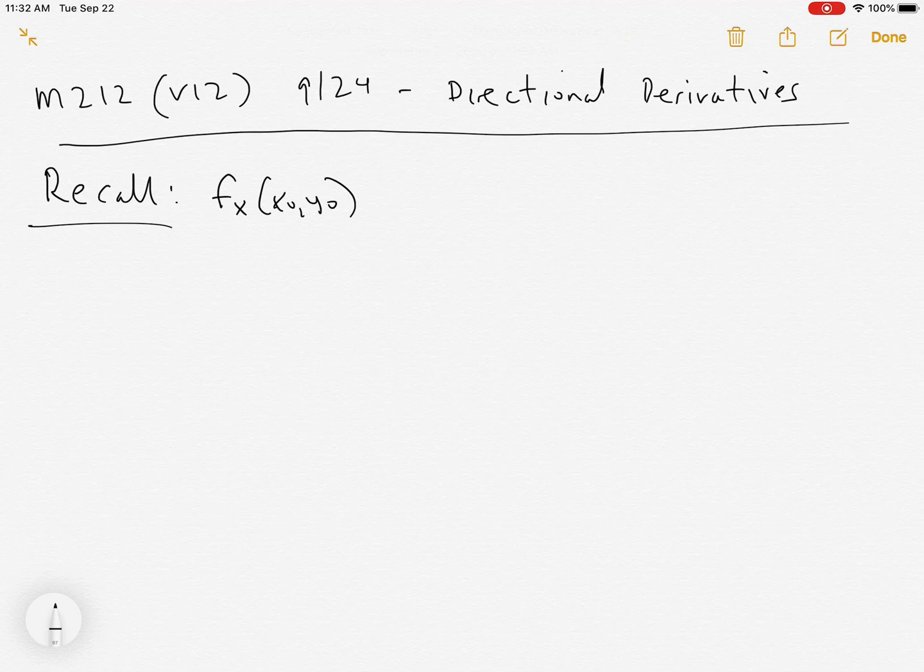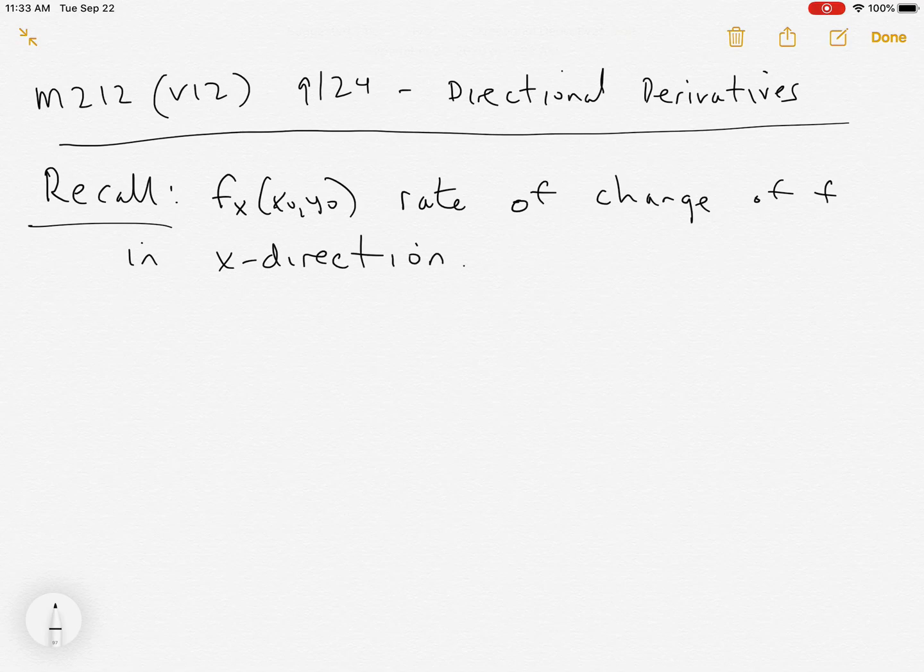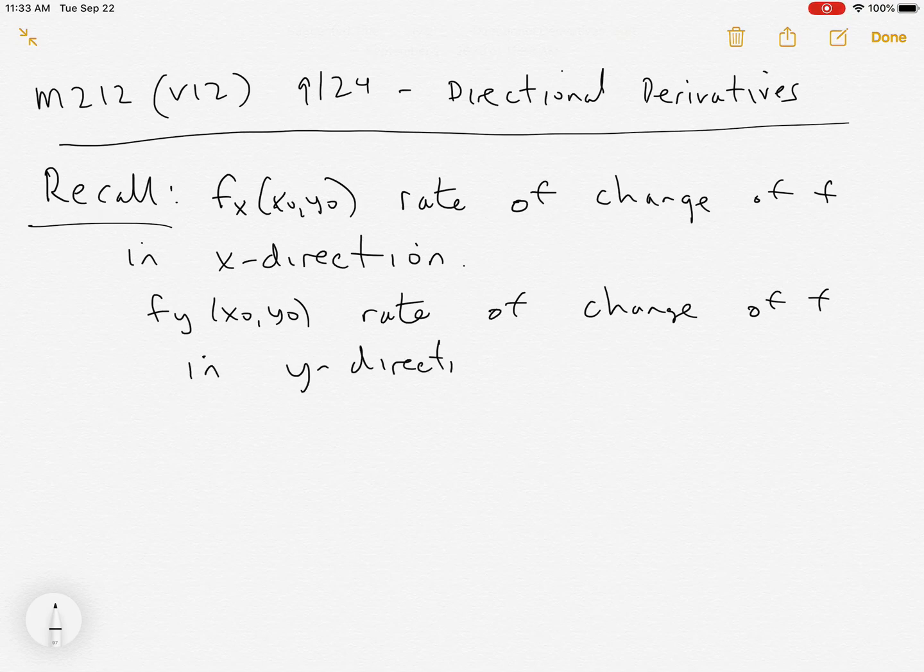f, this gives you the rate of change of f in the x direction. And similarly, if you take the y partial at some point x naught, y naught, this gives us the rate of change of f in the y direction.